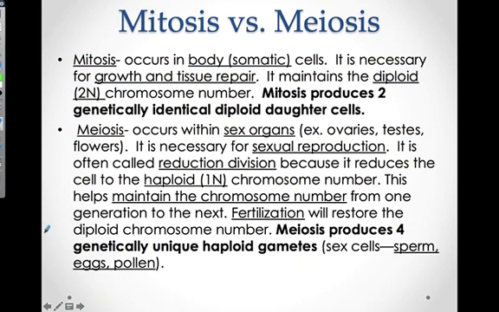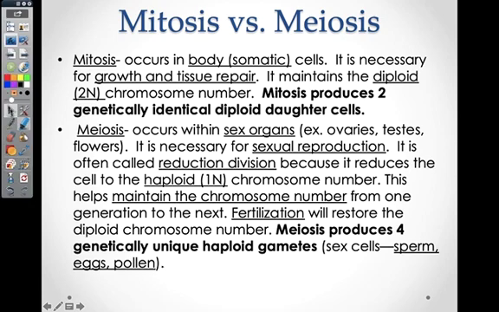Okay, so, oops, let me get my pointer here. Hopefully we can move on.